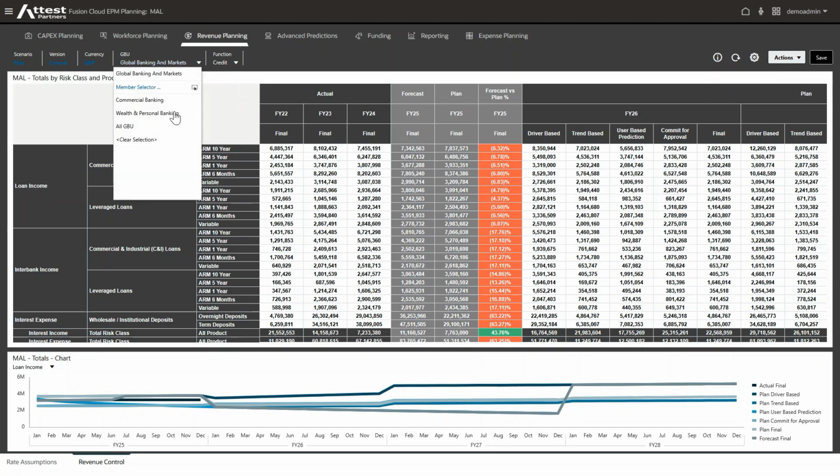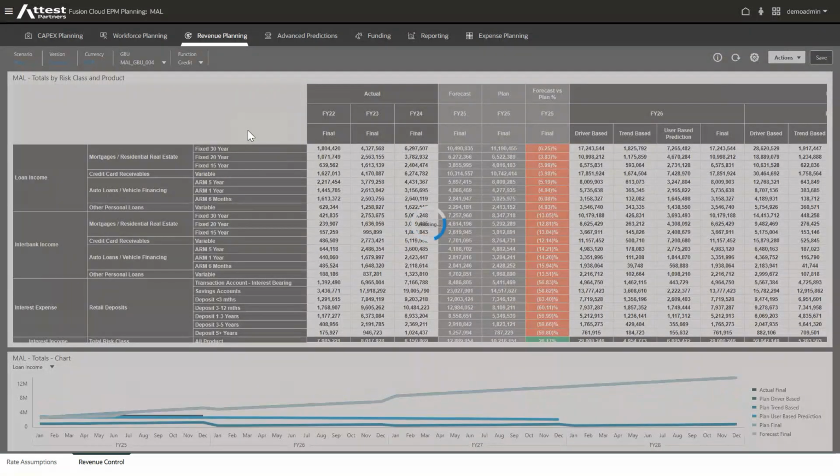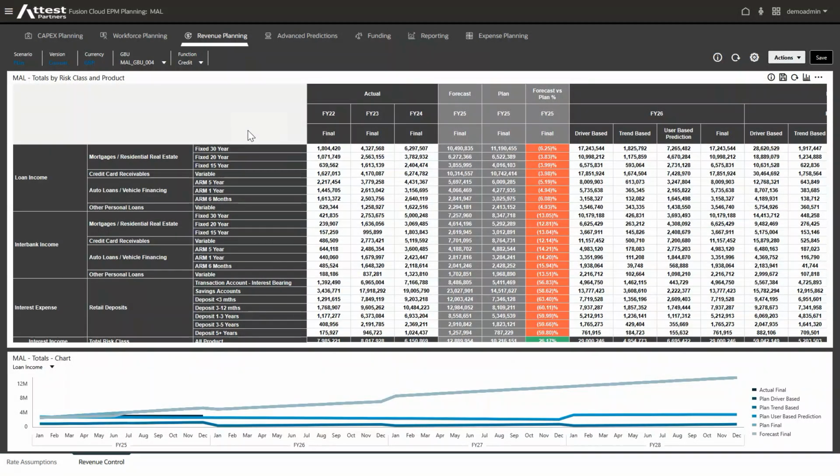But as you can see here, we've got our actuals coming in for the last 3 years. We've then got our forecast and our plan for 25, and then we're also pushing this forward, leveraging the typical out-of-the-box functionality of driver-based planning, trend-based planning, and our user prediction. But really where we want to focus today is in the agentic AI, so in the advanced predictions.